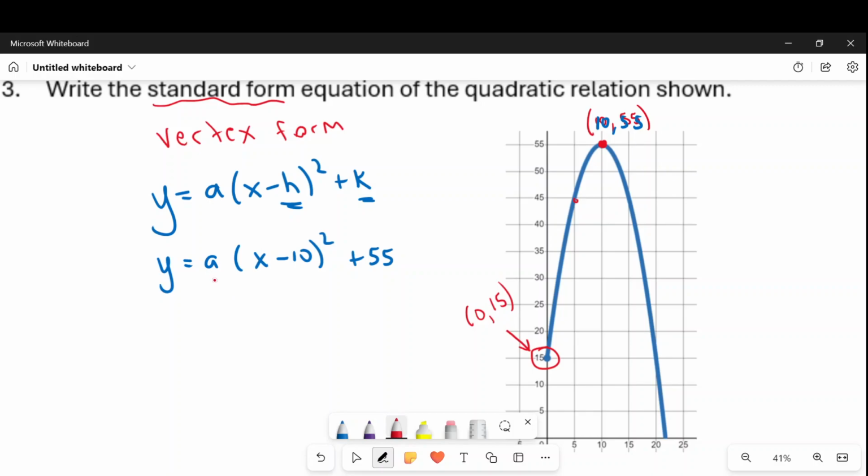Now I need to find a, and the way that we find a is we take another point on the relation, and the other point I know is 0, 15, and that gives me an x and a y value that I can use in this equation where x and y are. When I sub numbers in for x and y, the only variable left will be a, and then I can solve for a. So if y is 15 and x is 0, that's the point I know. So I'm going to sub it in and then solve for a.